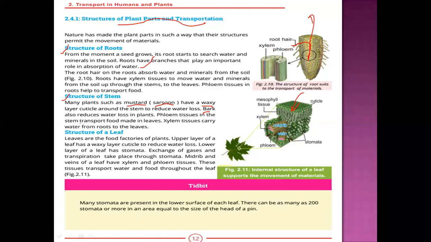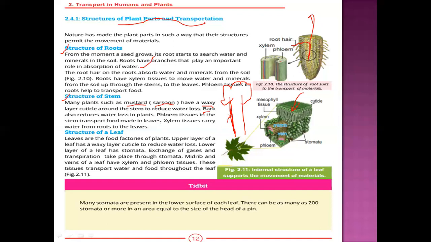Phloem tissues in the stem transport food made in the leaves. Xylem tissues carry water from the roots to the leaves. Bark is, for example, like this tree trunk, and outside of the old trees we have a very hard skin layer which sheds every year. This hard skin is called bark, and this bark does not allow the water to transpire.